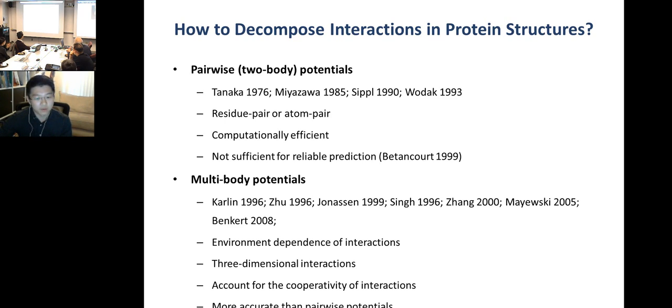for the environment dependence of interactions. They are more proper to represent three-dimensional interactions. Also, they can account for the cooperativity of interactions. So multibody potentials have shown their superiority to typical pairwise potentials.